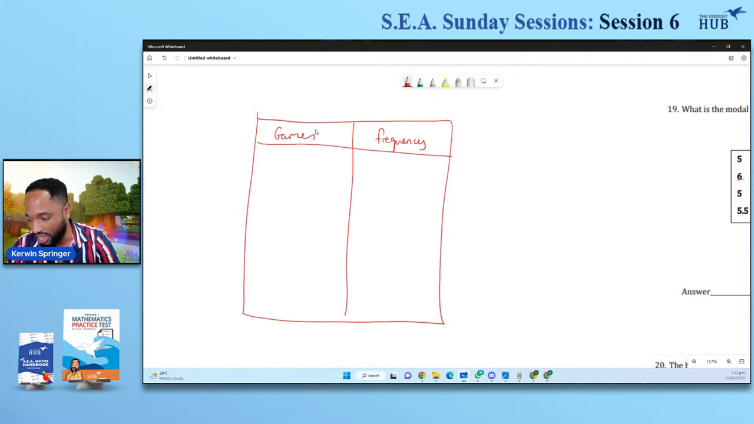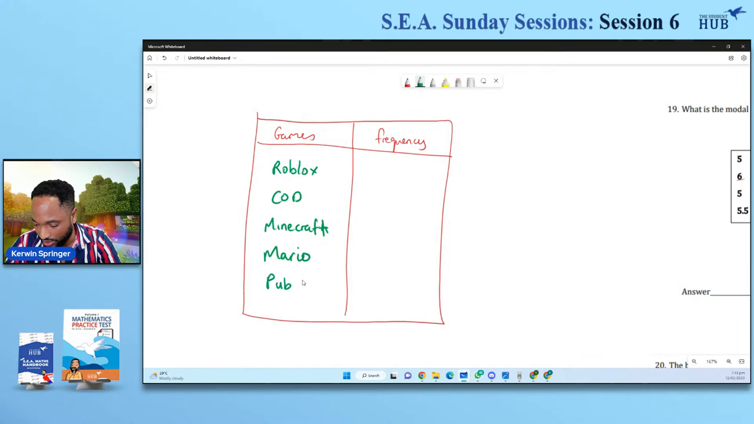On this side, let's say we have games, right? And the amount of students who play these games. Call out some of the games: Roblox, Call of Duty, Minecraft, Mario. What are other games? PUBG. And give me one other game there. The first game called out is Roblox all the time. Apex Legends. Right, so Apex Legends.